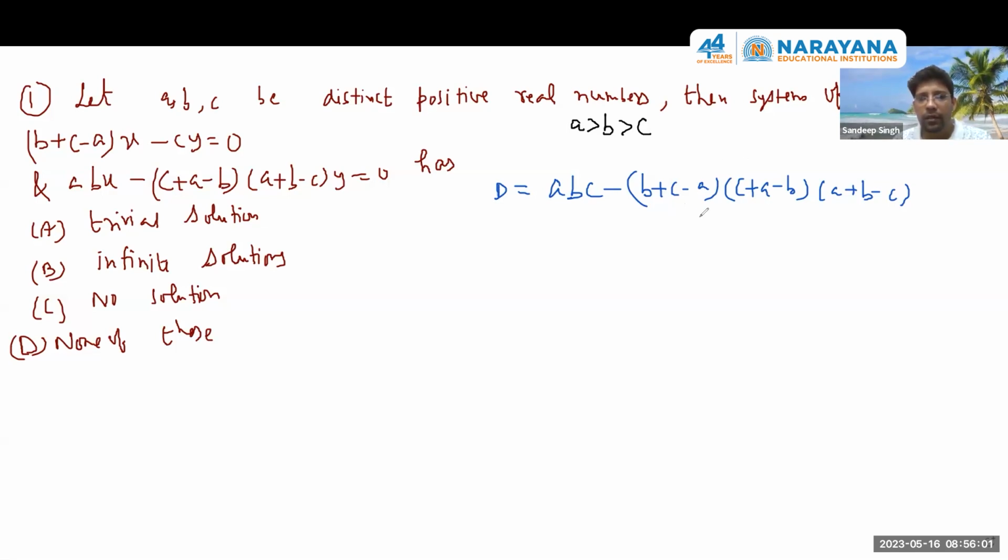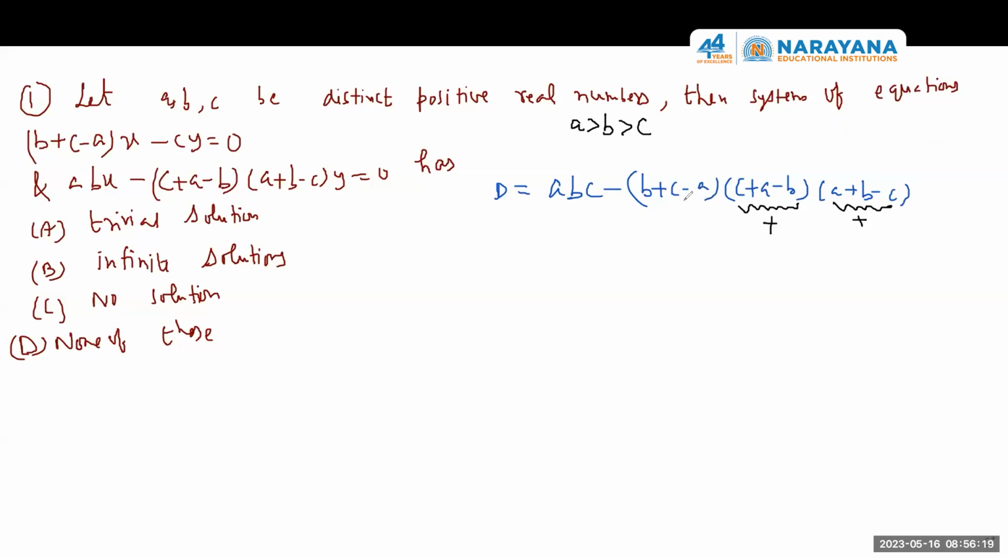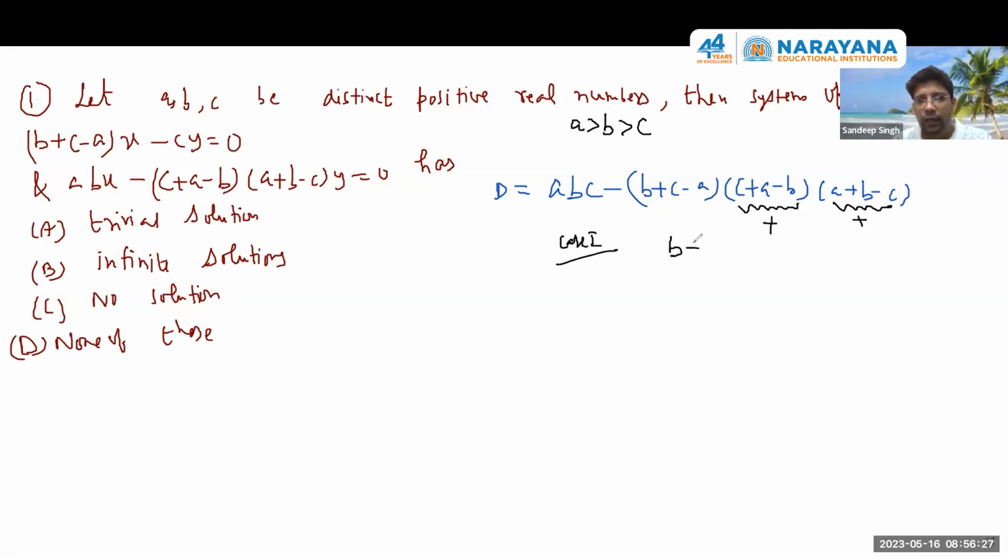So tell me, B plus C, C plus A minus B. What is the sign of C plus A minus B? C plus A minus B is always positive, right? And A plus B minus C is always positive. Yes? And then what will decide the overall sign? What term will decide? B plus C minus A. So let me split this into two cases. Case 1. Let me take B plus C smaller than A. Then what will happen? Less than or equal to.